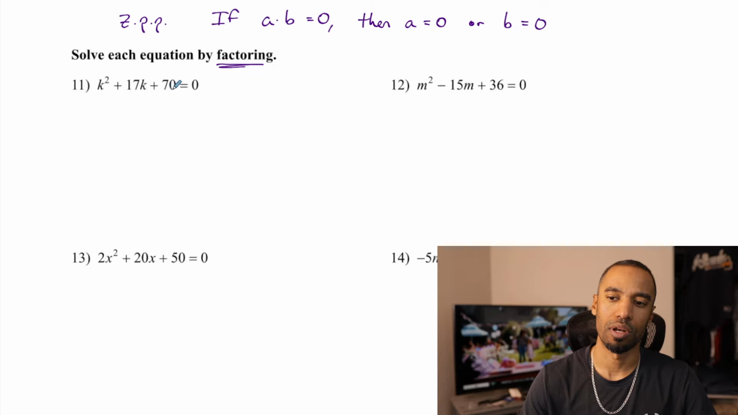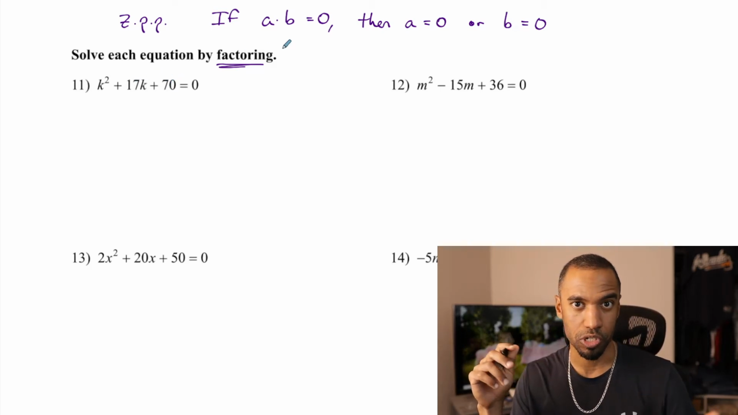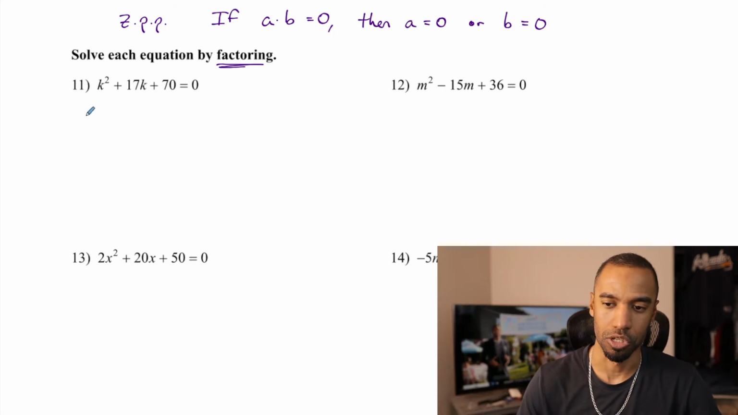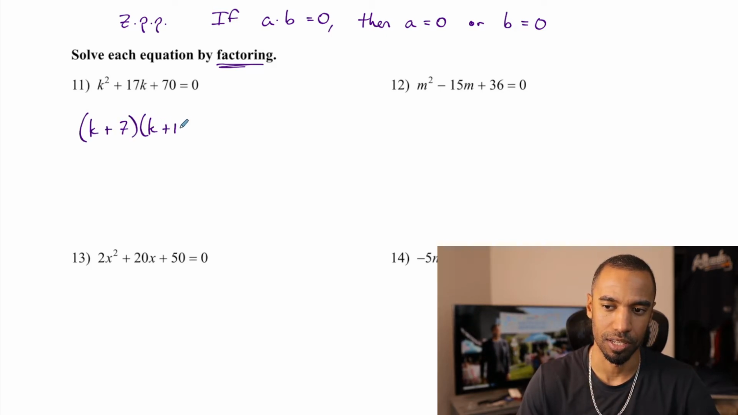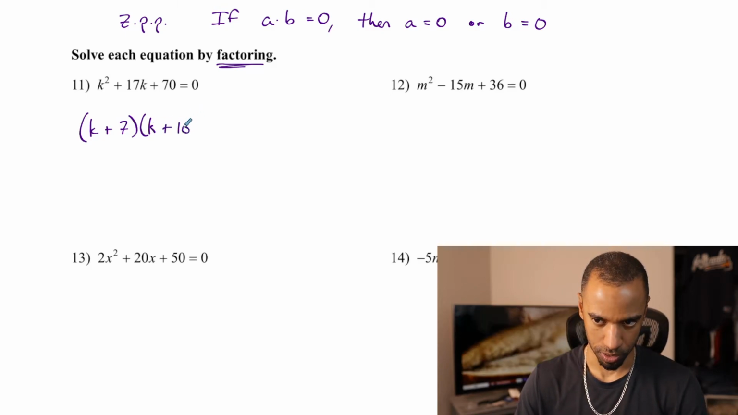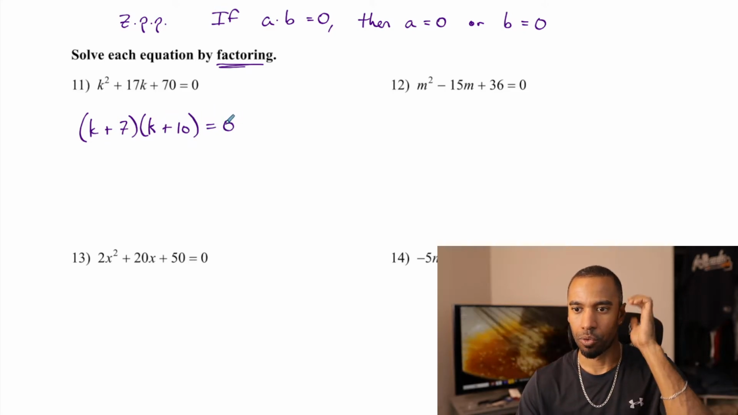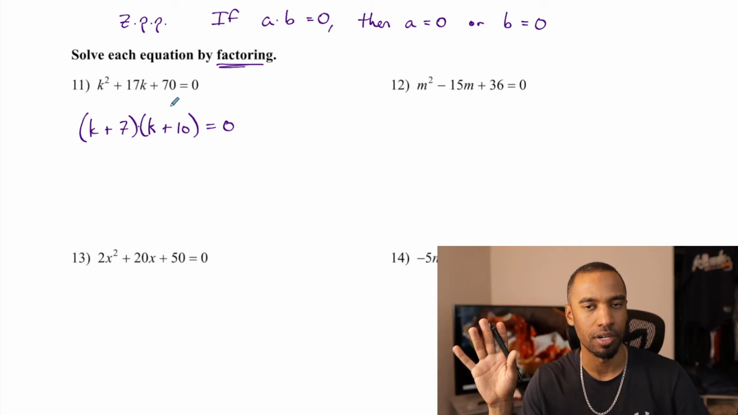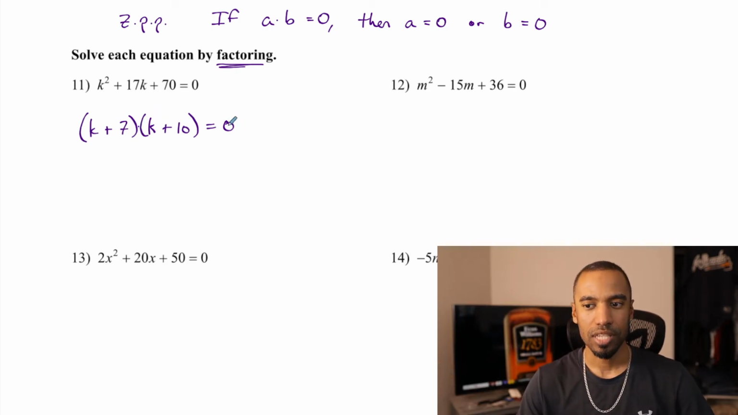Let's ask, what two numbers multiply to make 70 and add to make 17? If you know some of your 70 multiplication, you know that 10 times 7 is 70, and 10 plus 7 is 17. So this factors into k plus 7 times k plus 10. Now remember, we still set it equal to 0, right? Our idea is we set this equal to 0, and the reason for factoring was we've created a product. Again, if you saw the greatest common factor video of last, then you know what I'm talking about. I've created a product set equal to 0.